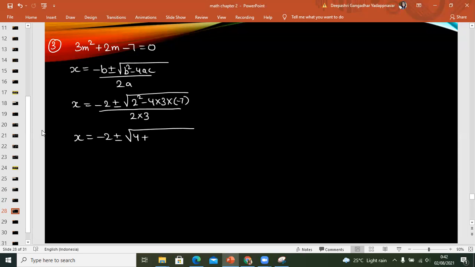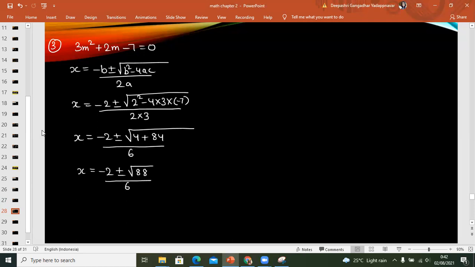4 times 3 is 12 and 12 times 7 is 84. Divided by 3 times 2, which is 6. Minus 2 plus or minus, add this, you will get 88, divided by 6. Okay, we can also write this further.